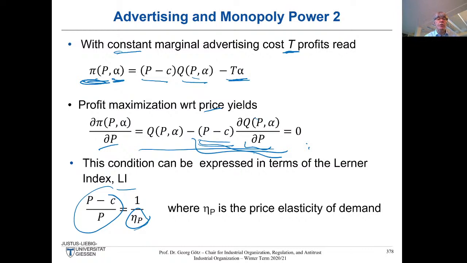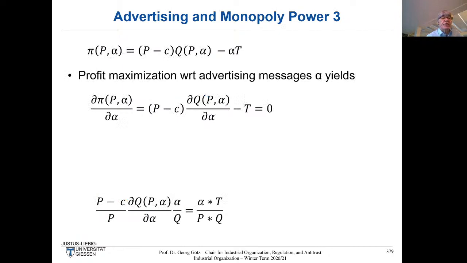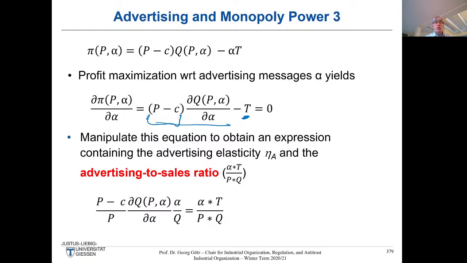The more interesting thing is what happens if we take the derivative with respect to advertisements. Again, you really get the marginal cost of advertisements, or put that on the other side, and here is in a sense the marginal revenue from an additional ad. So what is very important for the profitability of an additional ad is what margin you earn on each unit sold. This is a profit per unit, and then by how many units an additional ad increases demand. And if we manipulate this equation to obtain an expression containing the advertising elasticity, which we defined above, and the advertising to sales ratio, which is rather interesting, we get this expression.